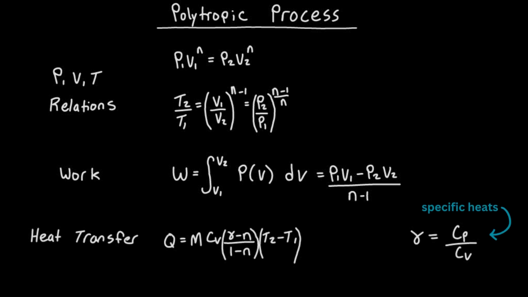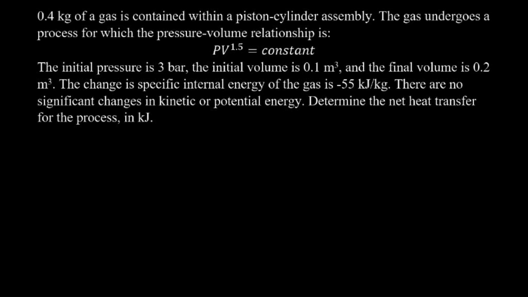The last equation that we have is our heat transfer for a polytropic process, where gamma is the Cp divided by the Cv of the gas. Now let's look at an example.